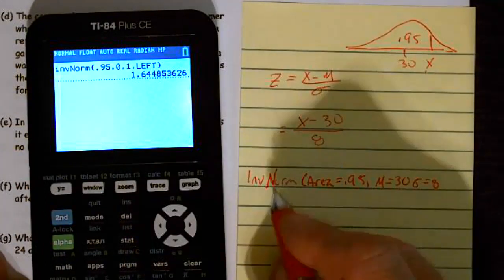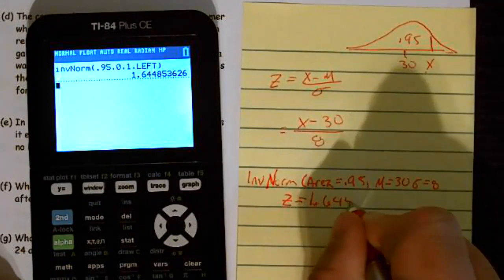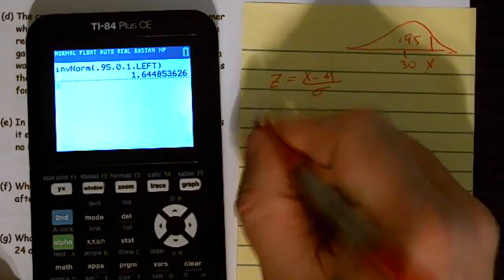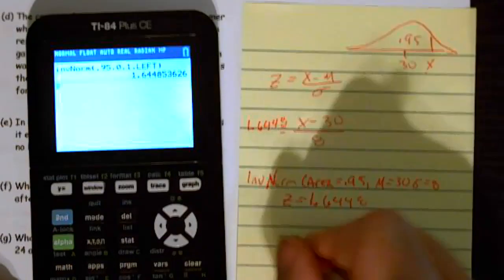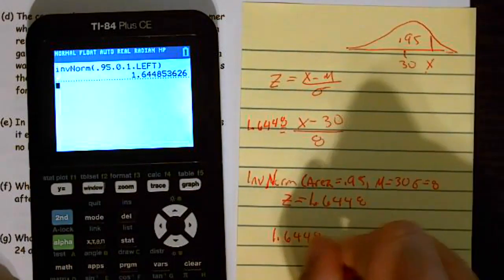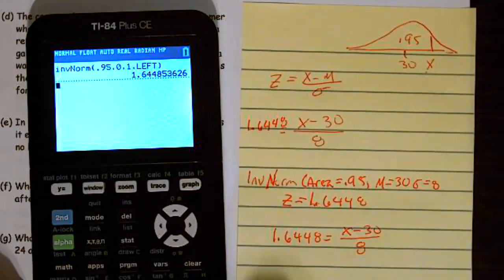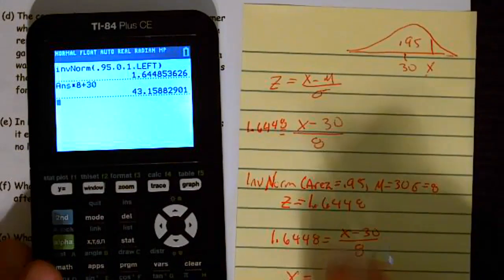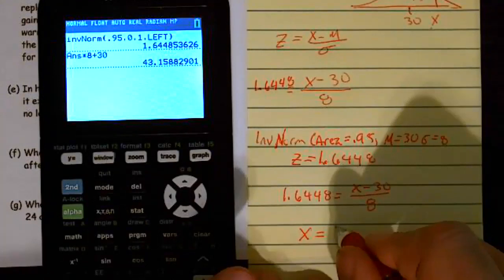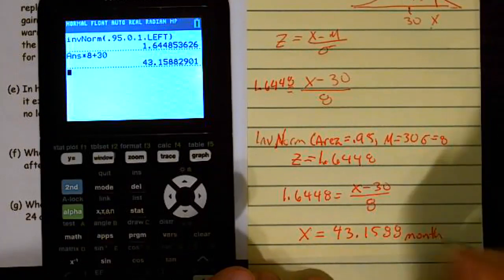So I end up getting a Z-score of 1.6448. I plug that in and rewrite it: 1.6448 equals X minus 30 over 8. Now I can solve by algebra. Times 8 plus 30, and I end up with X equals 43.1588 months. All right, and that's my answer.